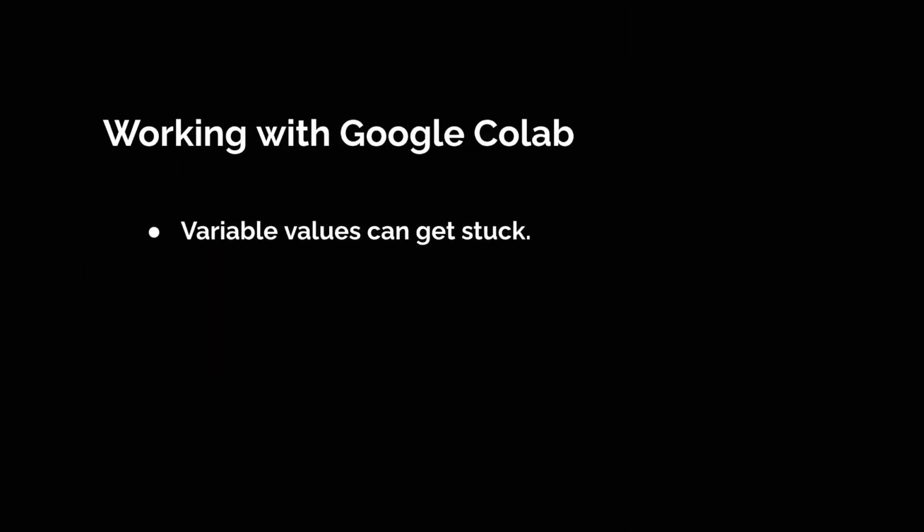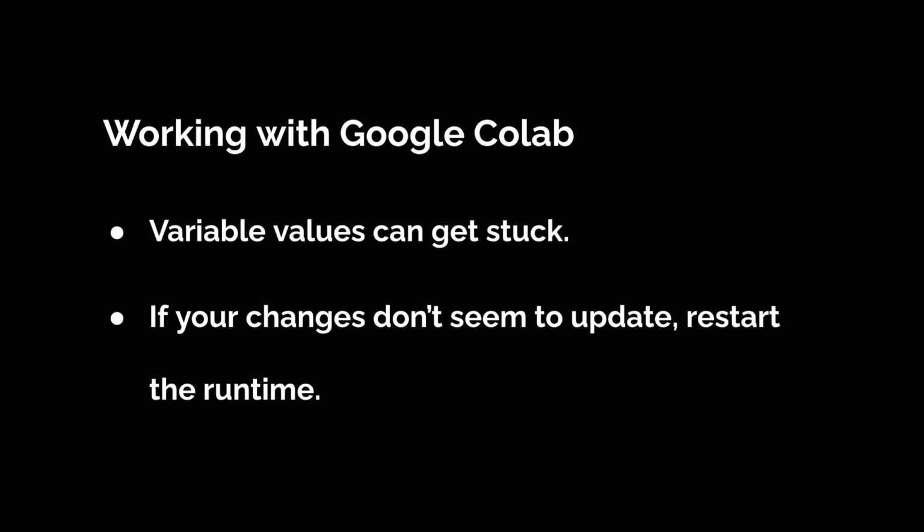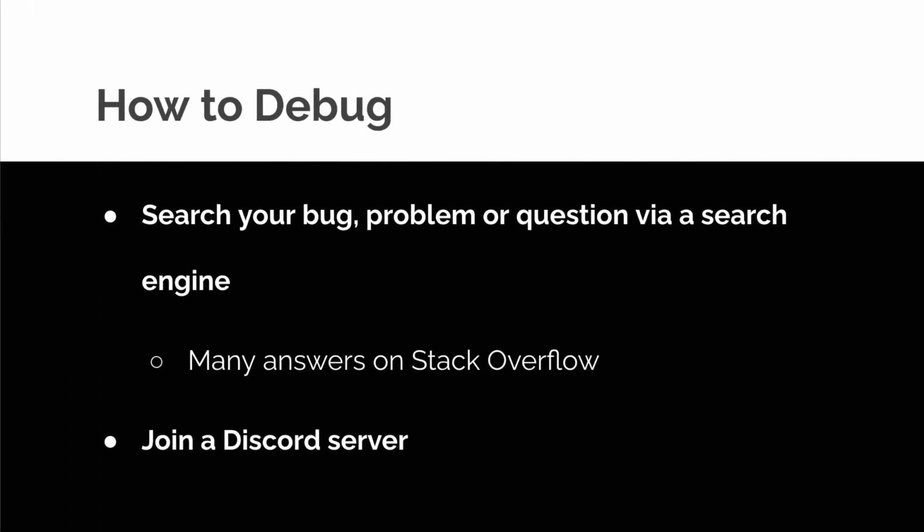Working with Google Colab, some tips are that variable values can get stuck. Sometimes you run a code cell and nothing seems to happen. So if your variable values seem to not change, just restart the runtime in Colab, but this is a rare occurrence. Usually you'll have no trouble.